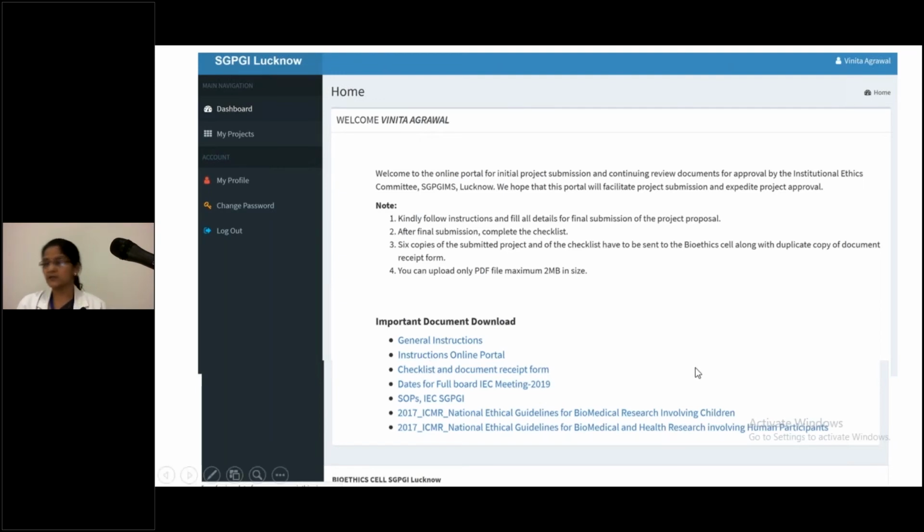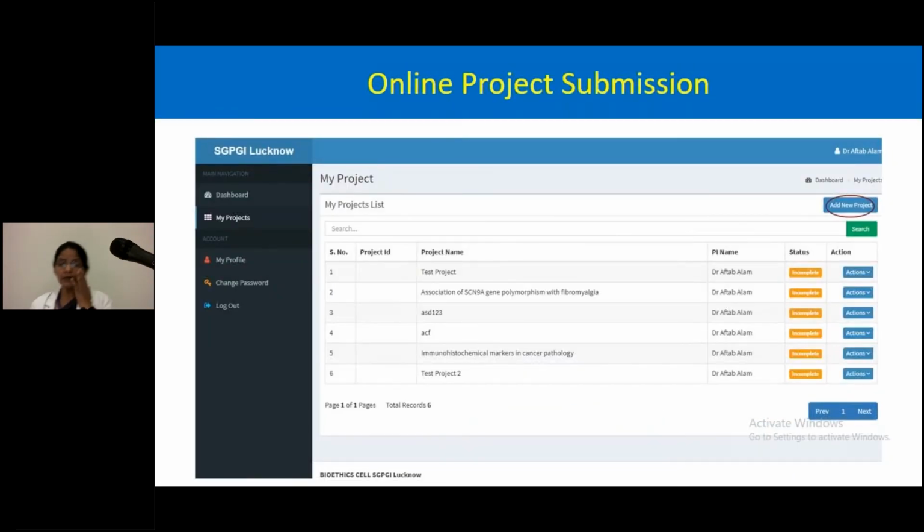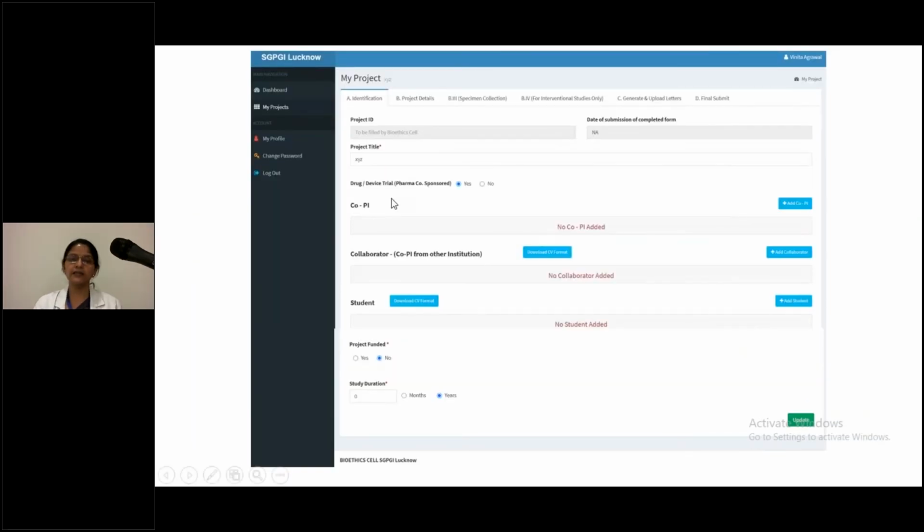What are the dates of the full board? This was an earlier presentation. So now we have the dates of the 2022 full board IC meeting also. The SOPs are there, and you have the national ethical guidelines of the ICMR and also for biomedical and for children also. So this is where you have My Projects. The projects of the PI are all shown. So if you want to add a new project, you say add new project, and this is where you come, and then you need to tell us whether it is a drug or device trial, whether it is sponsored or not, who are the co-PIs.